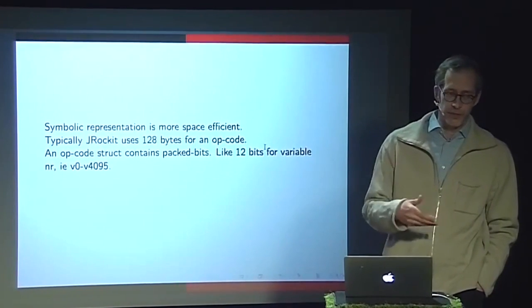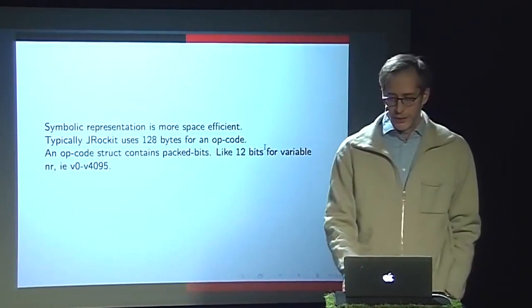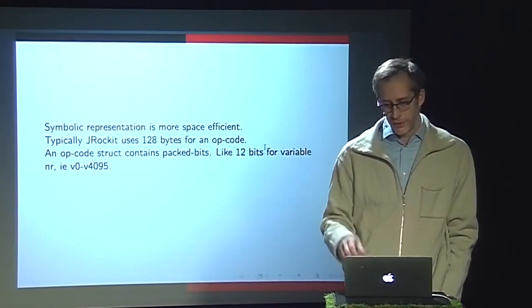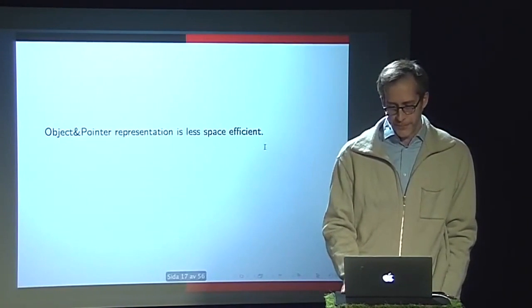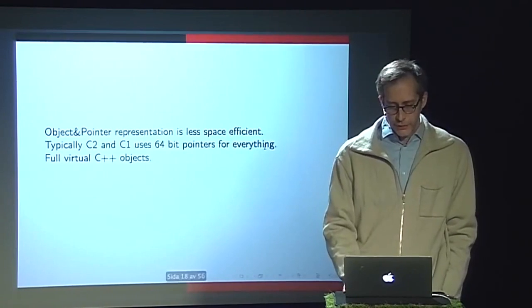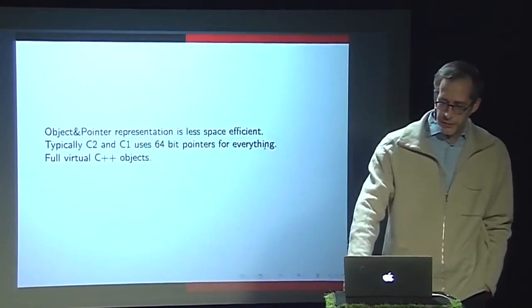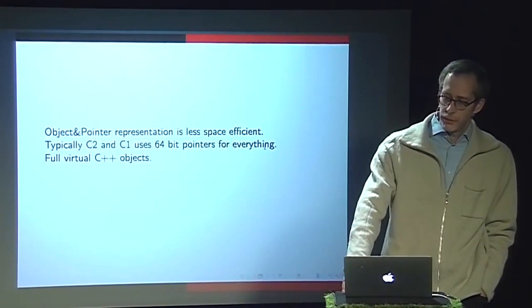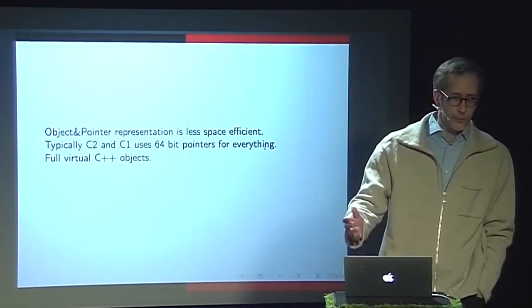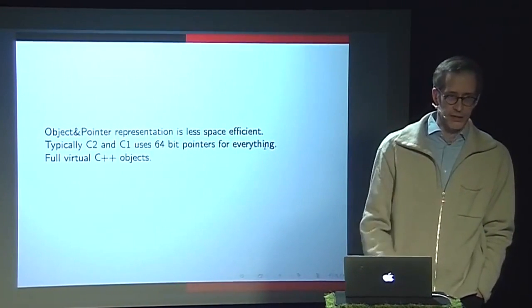But on a 64-bit object pointer structure, you would need a 64-bit pointer for each variable. So to reiterate, object pointer representation is less space efficient. So you use 64-bit pointers if you have full virtual C++ objects with headers, etc., etc.